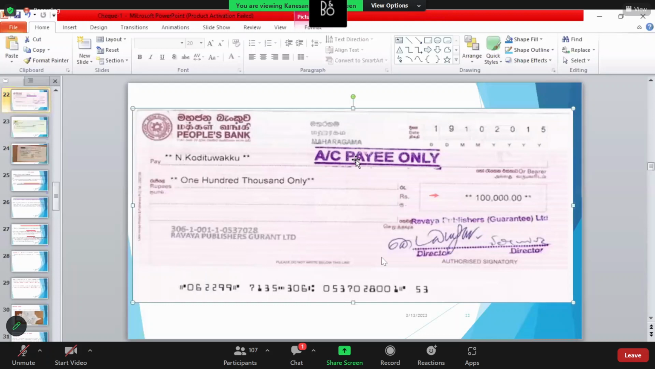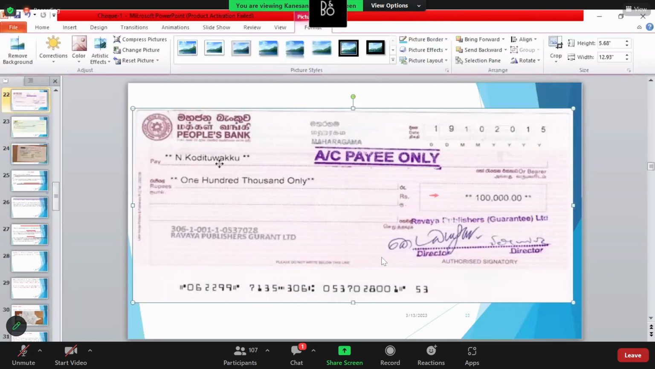Because that is a special rule, right? It's a protection. Even if Kodithuvarku lost this check, any other person who takes this check cannot get the money from the bank, right? It's a protection of the account payee check. If the check is lost, don't worry. Kodithuvarku doesn't care about that, because no other person can get credited by using this check, right? Because it cannot be endorsed. It cannot be transferred.